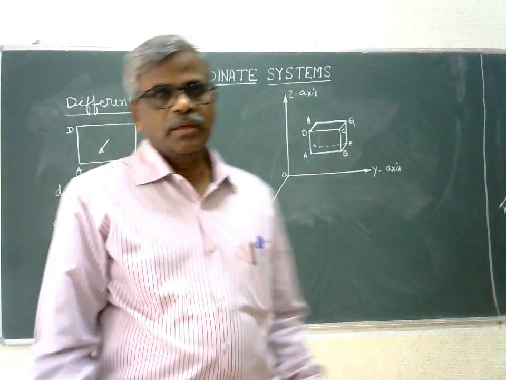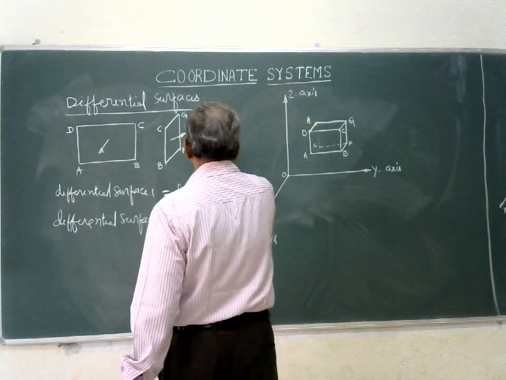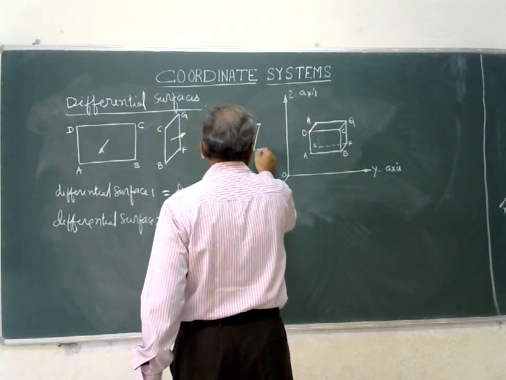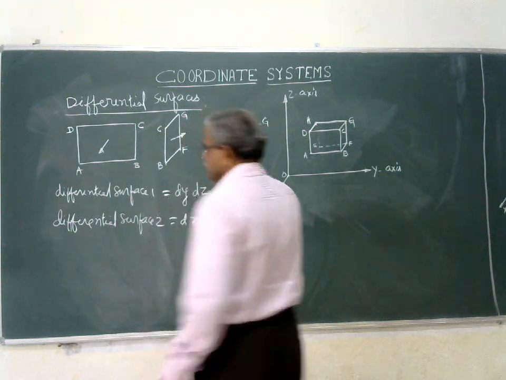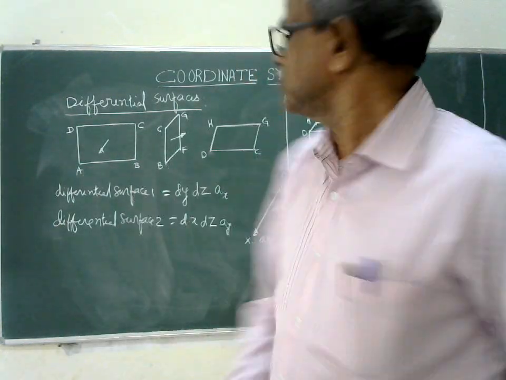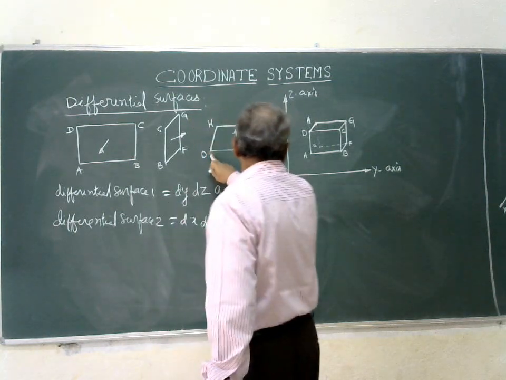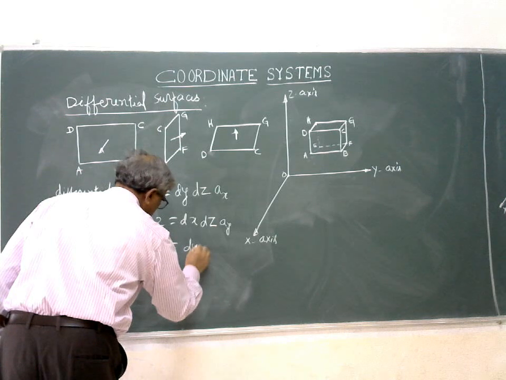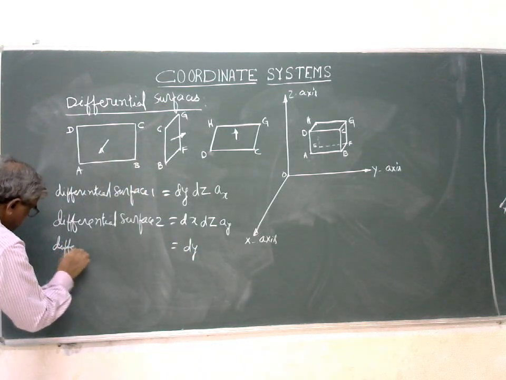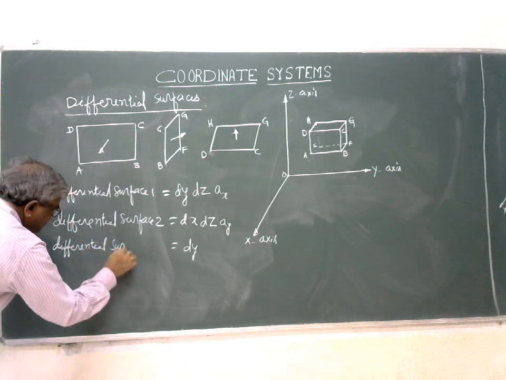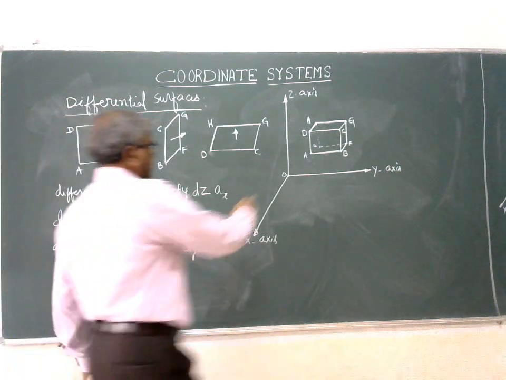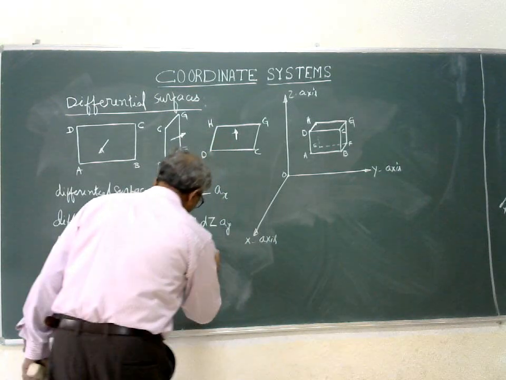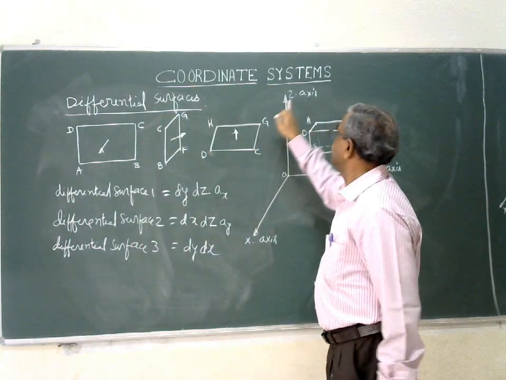Next is the third differential surface. This one we will consider, BCGH. The unit vector is in this direction, and DC is along the y-axis with elemental distance dy. So differential surface 3 is dy, and this surface is along the x-axis with elemental distance dx, and this unit vector is along the z-axis, az.